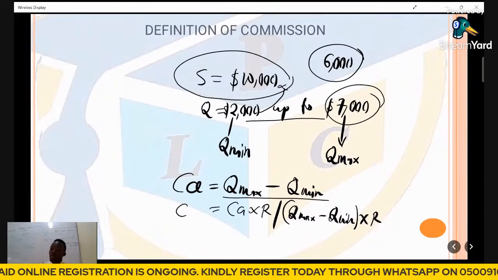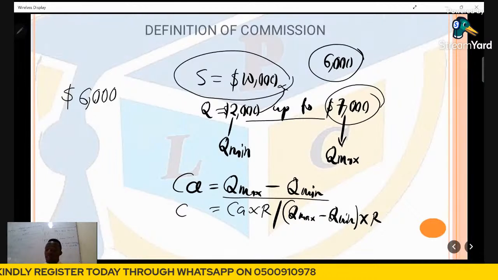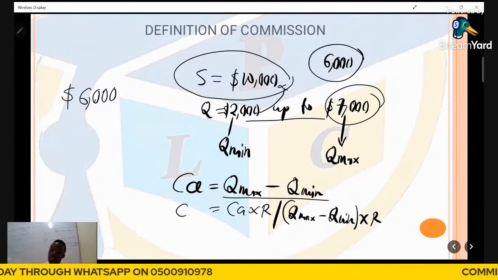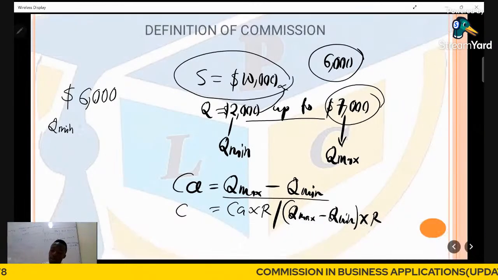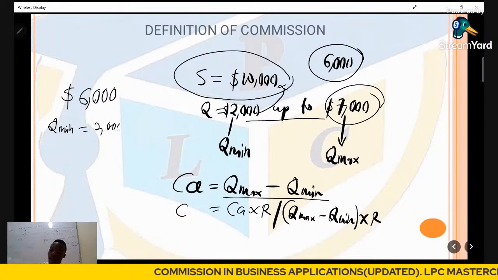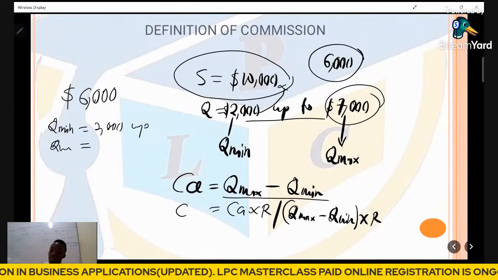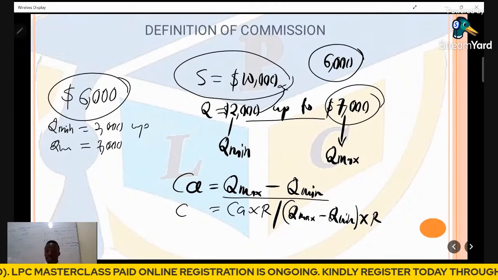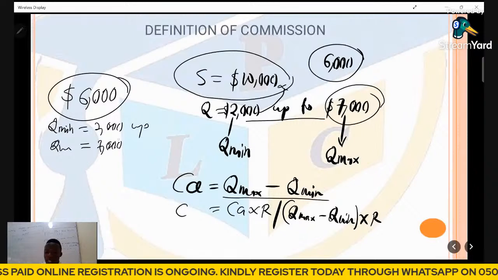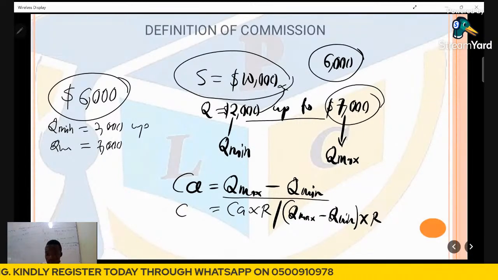But in a situation where, let's say, your sales figure is 6,000, but you were given a condition that for you to earn a commission, you should be able to exceed a minimum quota of 2,000 up to a maximum quota of 7,000. And you made a sale of 6,000. You ask yourself, are you going to earn a full commission amount on 2,000 to 7,000? That is certainly no, because the sales that you made, which is 6,000, is less than the maximum quota.